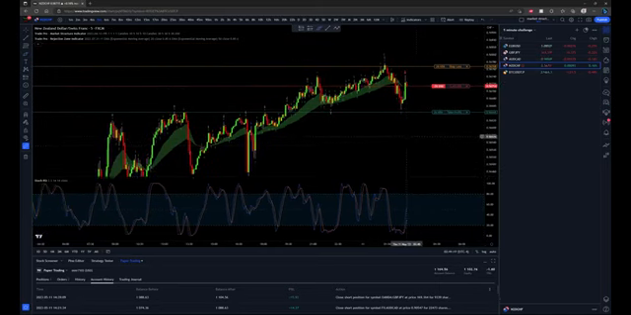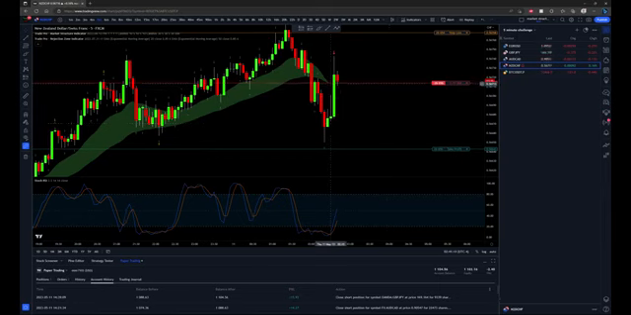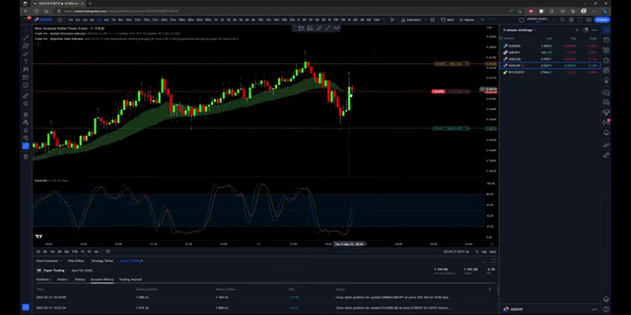Here's another one I just entered. This one we had a red flip on the cloud, and then I'm trading this first pullback with hidden bearish divergence. So that hidden bearish divergence is here, coming up.